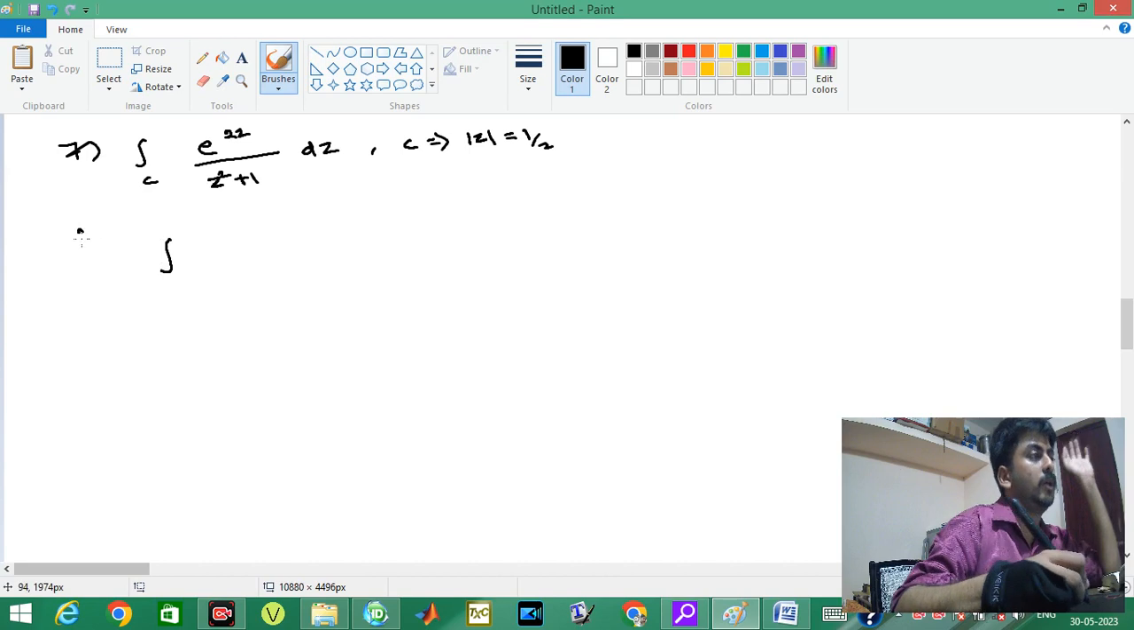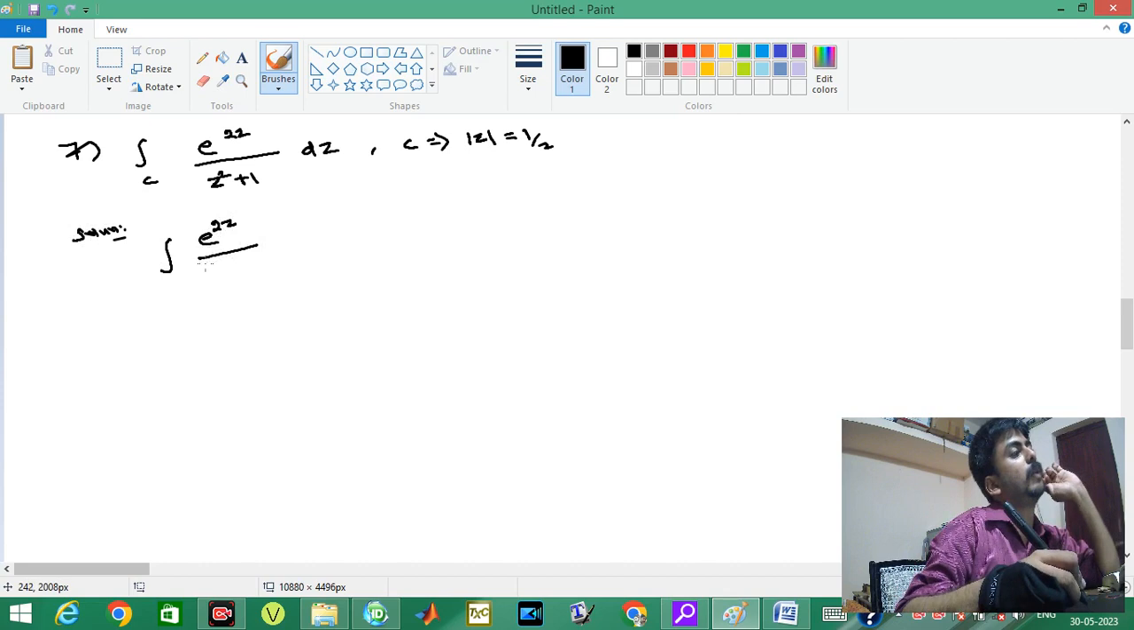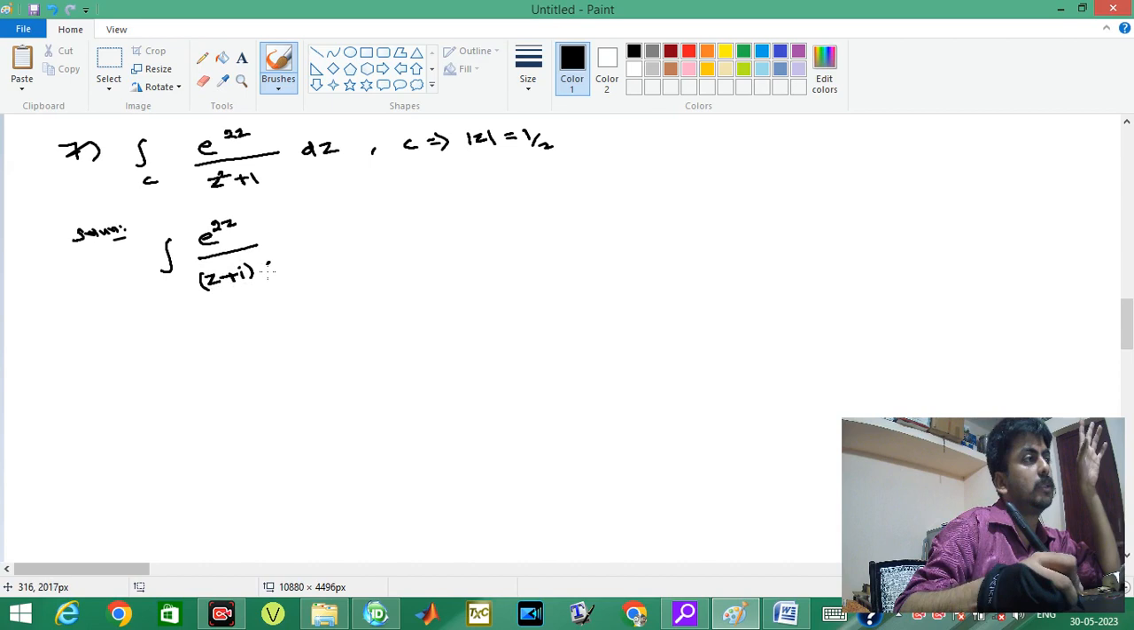So I am writing here the solution. The integral over C of e power 2z divided by z square plus 1 is z plus i into z minus i, because generally you will get z square minus i square. i square is minus 1, and minus of minus 1 is plus 1. So it is z plus i into z minus i dz.